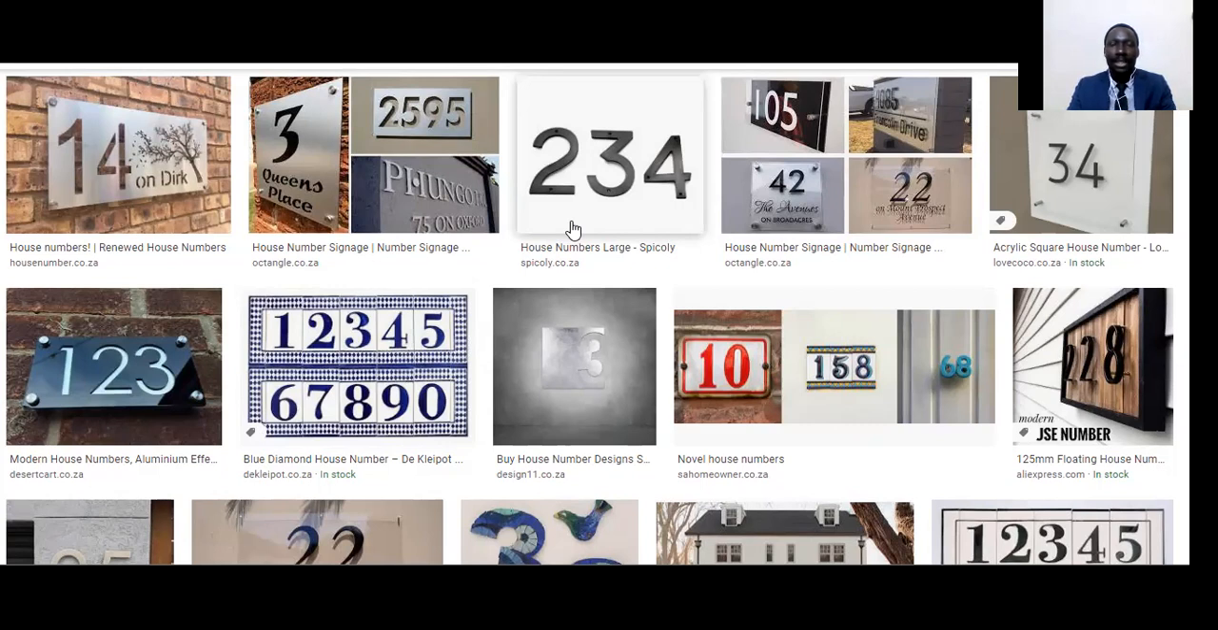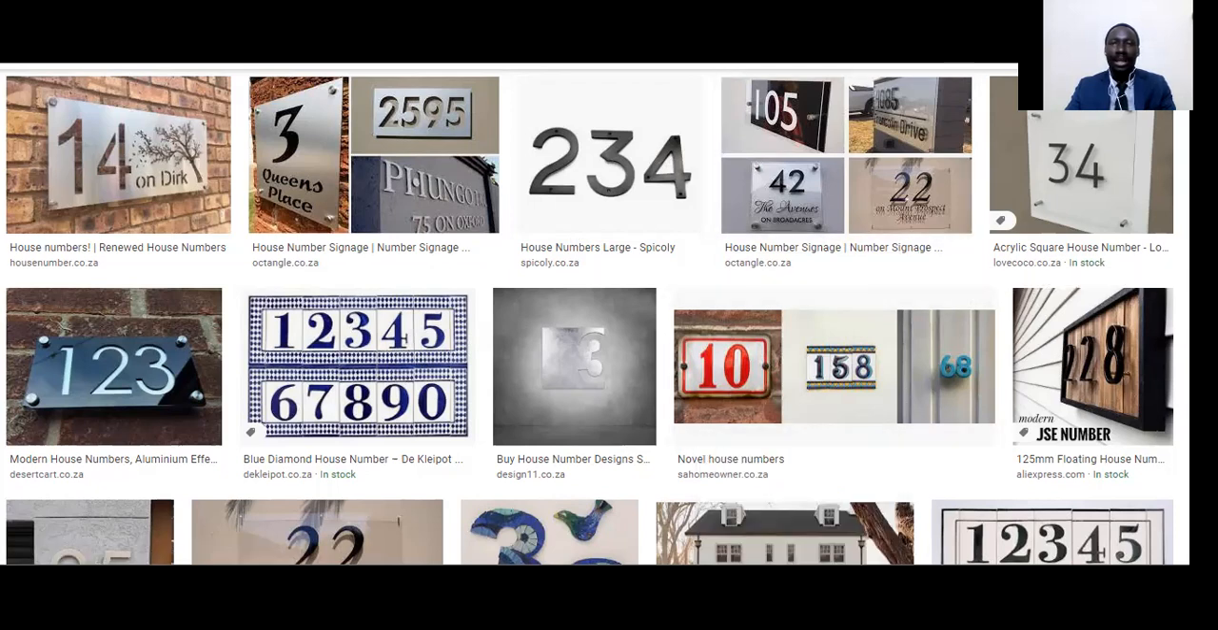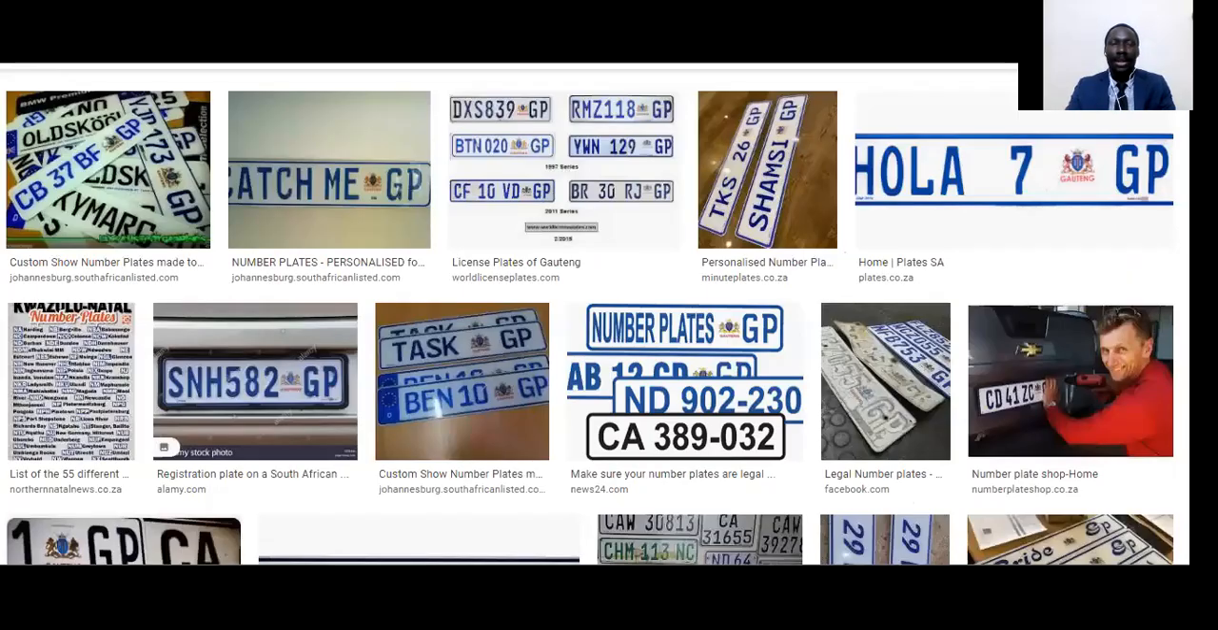So house numbers are part of natural numbers, okay? Sometimes you could have house numbers labeled as a whole number, like house number 01, house number 02, or something like that. The other number that we also face every day is the number plate.